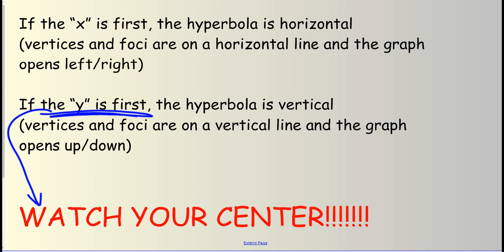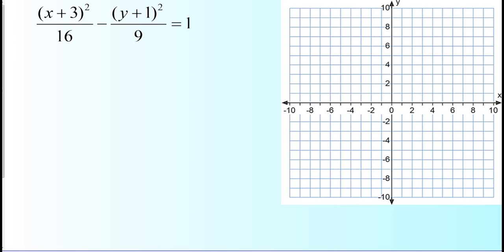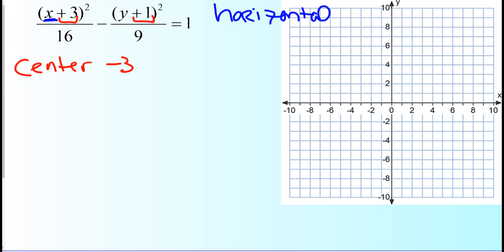Okay, so this is example 1. You start the same way you would start an ellipse. You figure out if it's vertical or horizontal. Right now, my x shows up first, so it is horizontal, which means when I graph it, it's going to open left-right. For my center, you just take your numbers right here, and remember, when you're pulling those numbers out, you want to take the opposite. So it's actually a +3, +1, so your center is actually -3, -1.